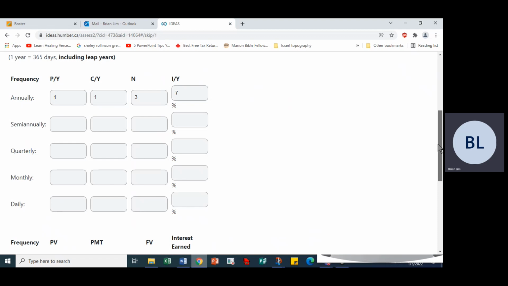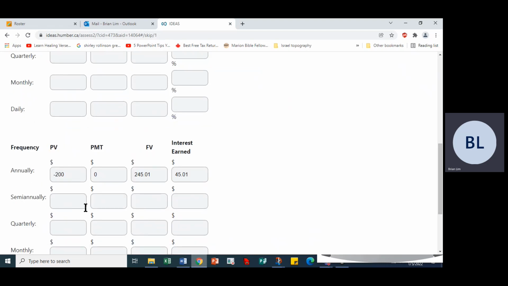All right, so let's go back up here now. Semi-annually, PY is 2, CY is 2 because it's twice per year. And this here now, it's what? It was 2 times 3, which would give us 6. The interest rate is still 7, and 7% that is. The present value, it's still the $200. It's just the compounding frequency has changed.